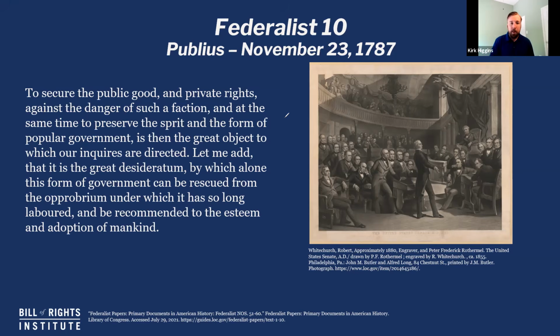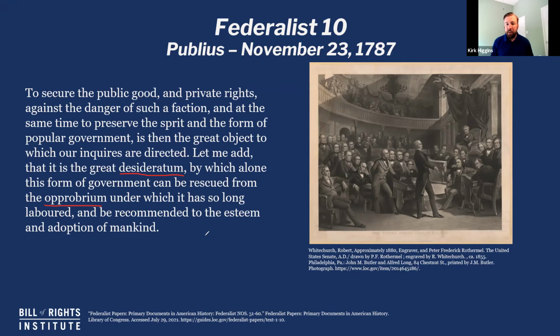He goes on to use these two big words. He says, let me add that the desideratum by which alone this form of government can be rescued from the long opprobrium under which it has long labored, and be recommended to the esteem and adoption of mankind. So he's saying that this is the great problem that all popular governments have suffered under, and it is absolutely necessary, if we're going to recommend a new form of popular government, that we solve this problem of factions. We need to solve this problem that has often come up and torn things apart.